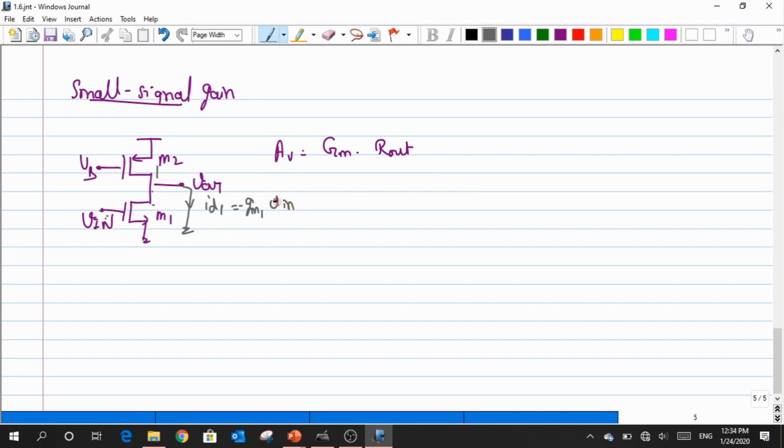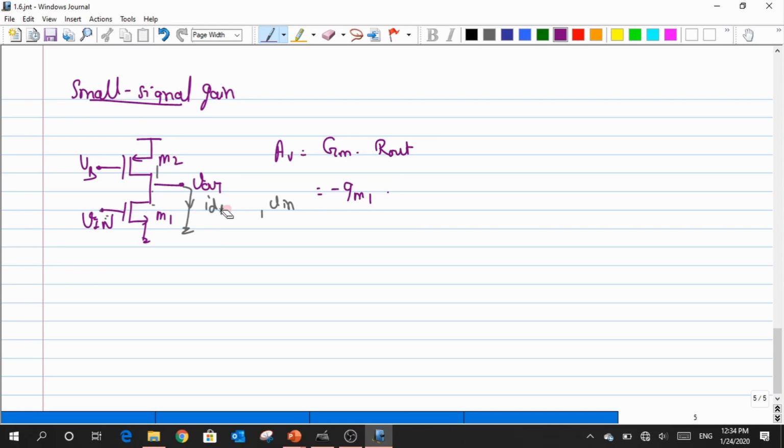What is the ID1? It is minus GM times Vin. I think all these things we have done already. Nothing new I'm talking. So in general, the capital GM of this particular circuit is nothing but minus GM1 itself. There is no change. Almost all the circuits that we have discussed, the capital GM stays the same whenever I talk about a CS amplifier, which is a simple structure. Clear?